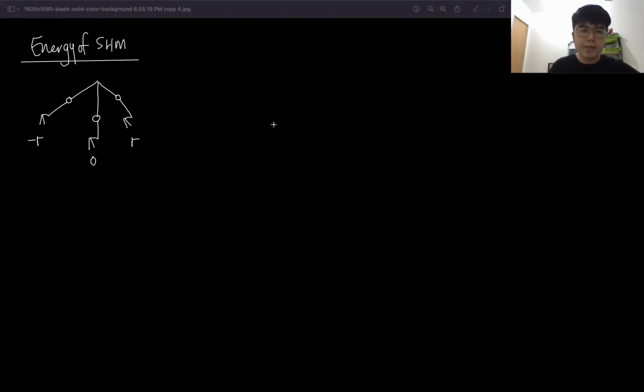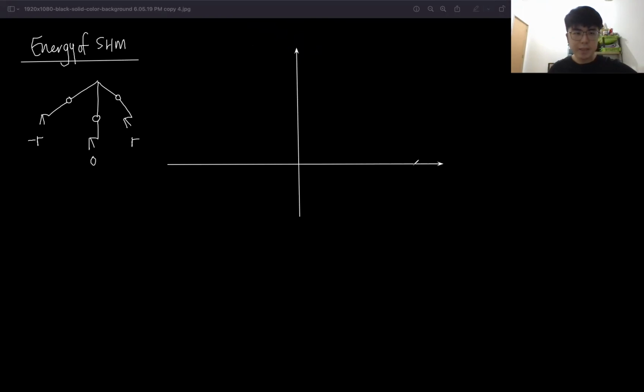We draw an axis for the energy against displacement graph, so displacement is the x-axis and energy is the y-axis. Because we have positive and negative displacement, here is positive R and here I put negative R. Let's observe what happens to the kinetic energy at these three points. At the negative amplitude, this is the turning point, where the object stops temporarily. So V would be 0 here.